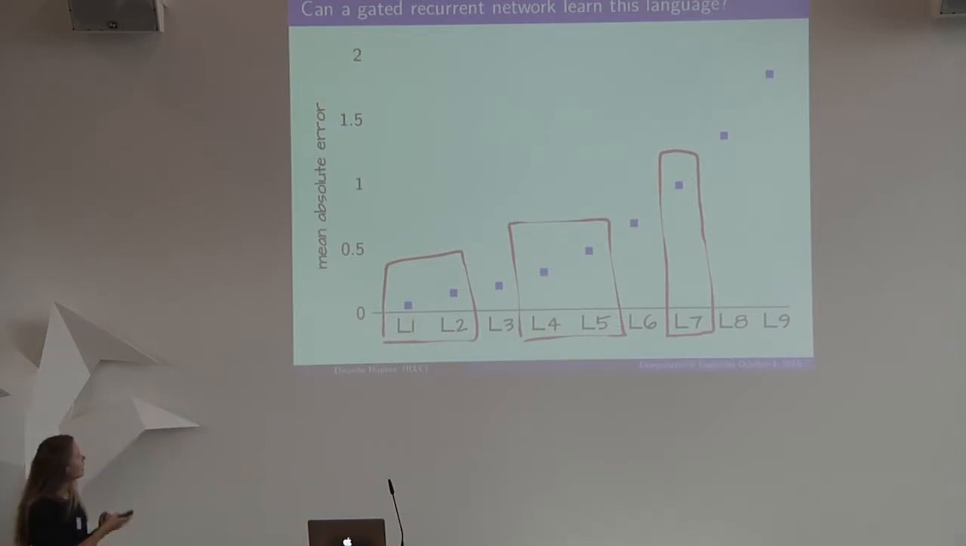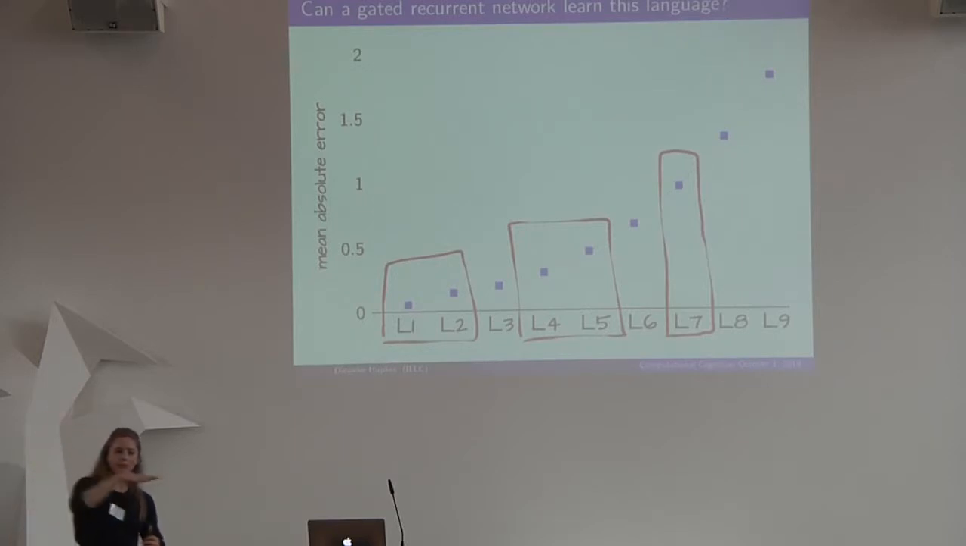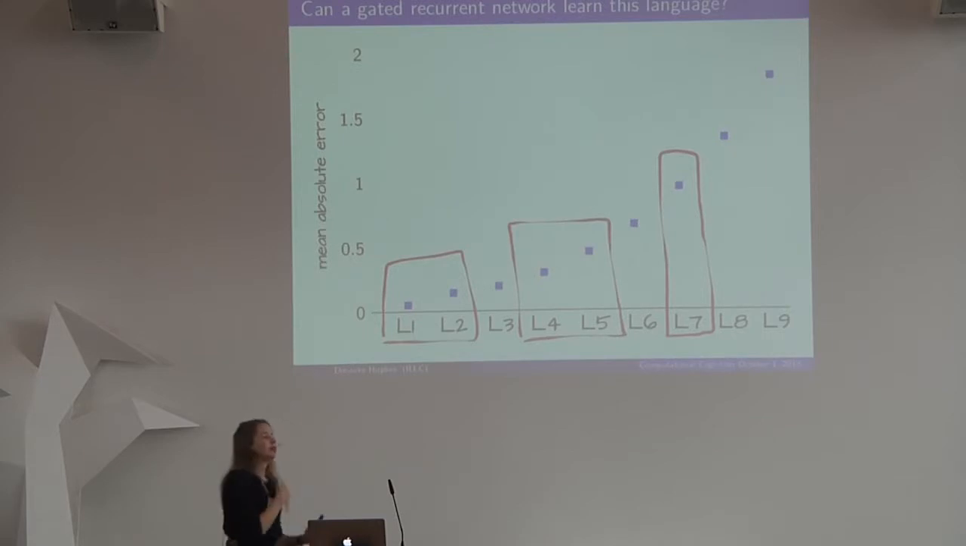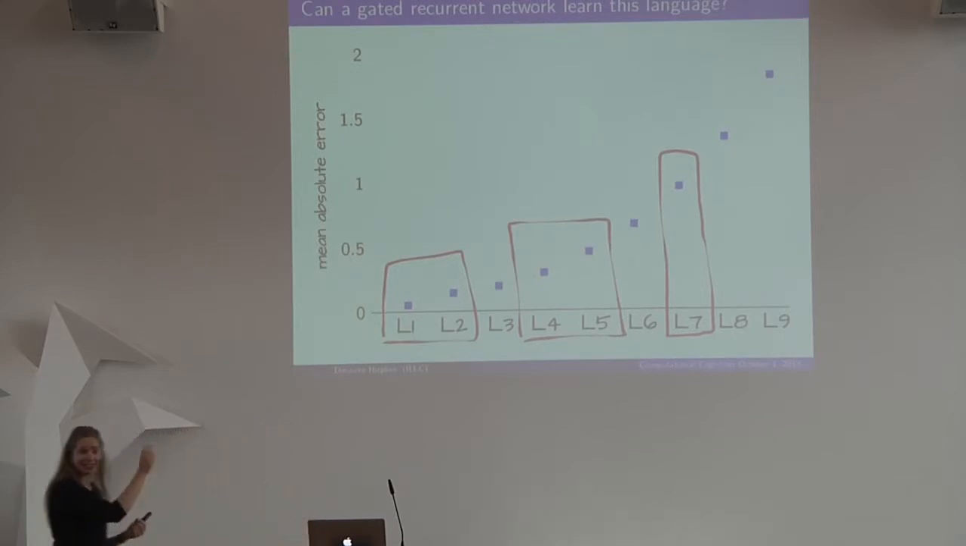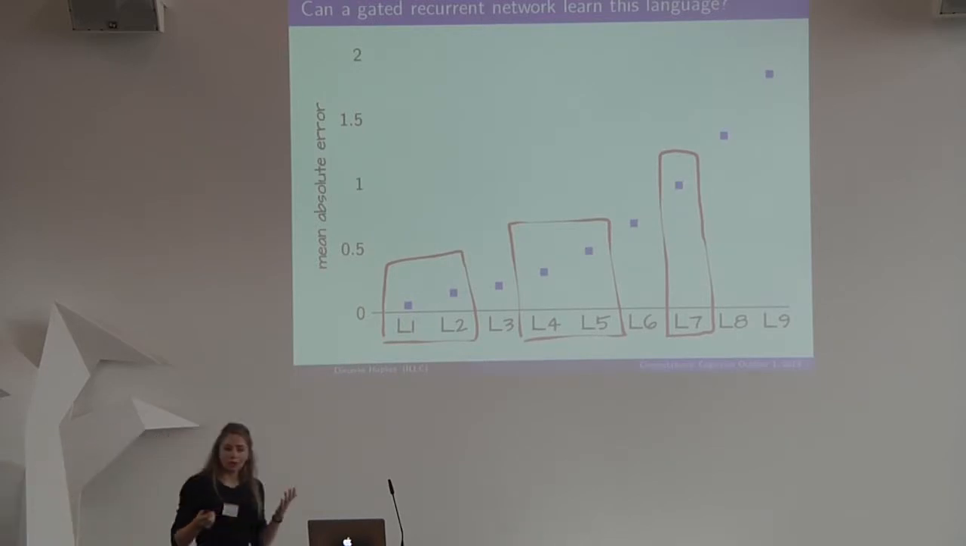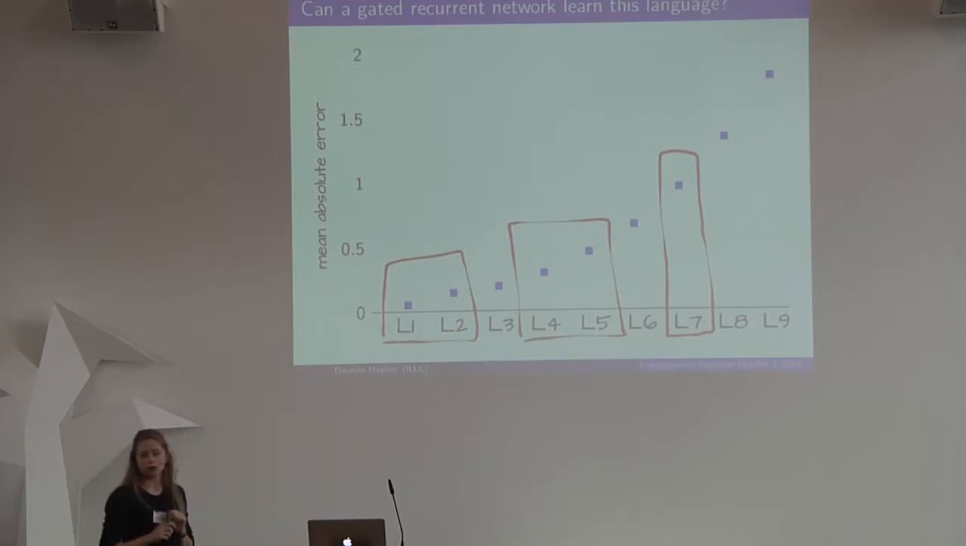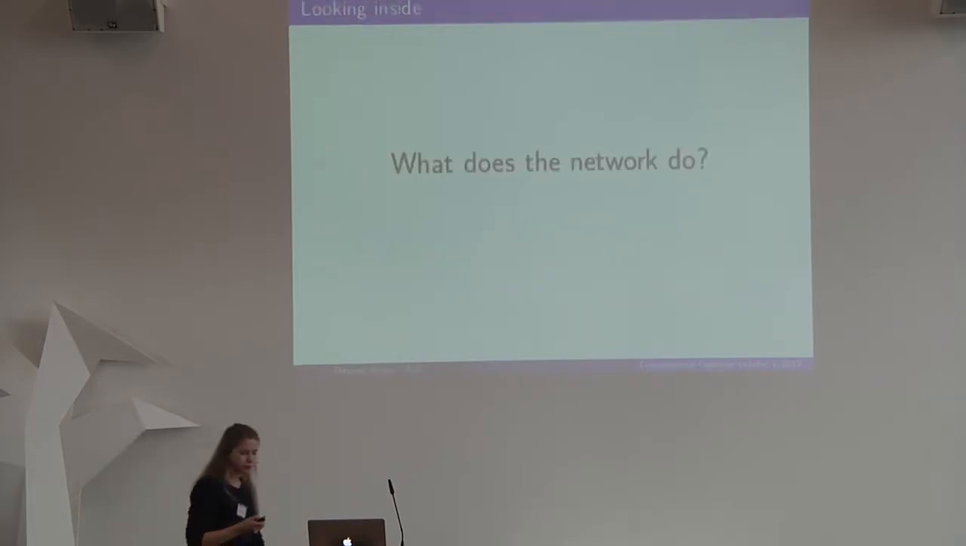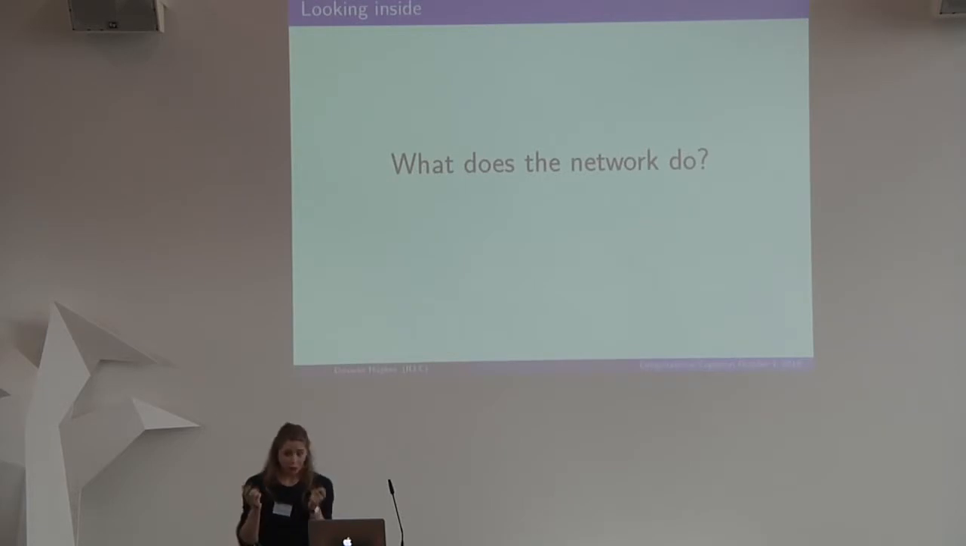And the fact that it doesn't go like this gives me the indication that it doesn't fail on exactly the types of structures that it hasn't seen. Tells me that this network, at least to some extent, maybe it makes some errors, but has understood the hierarchical structure of this language. So far, so good. We're interested in how does it do this.